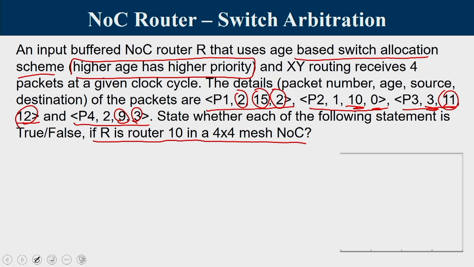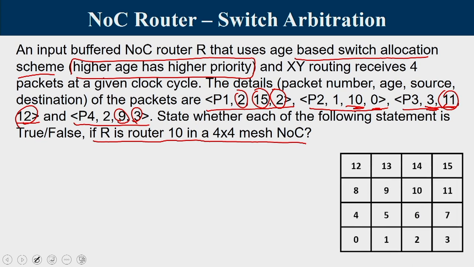Now let us try to understand how these packets are coming. We are talking about router number 10. These are the packets. Now, from where is P1 coming? P1 is coming from 15, and it is going to 2. So this is the process by which P1 comes, and it wants to go to 2. That's all about P1. Now P2 is coming from 10 and it is going to 0. So P2 is a newly created packet coming from 10 and it is going to 0. That is the condition of P2.